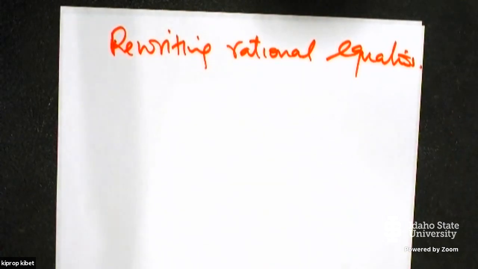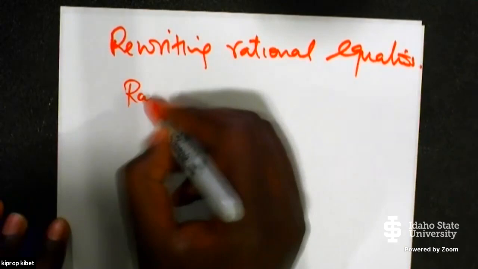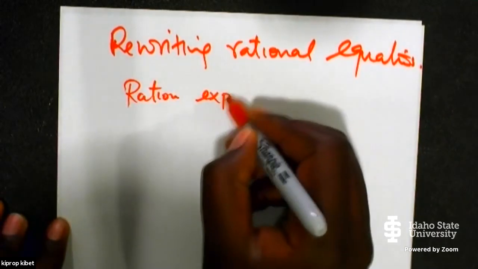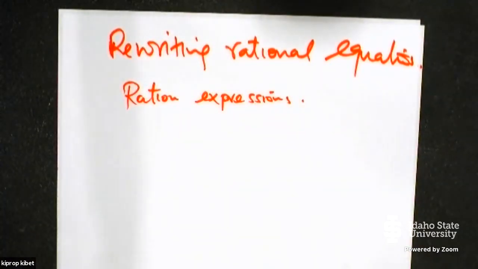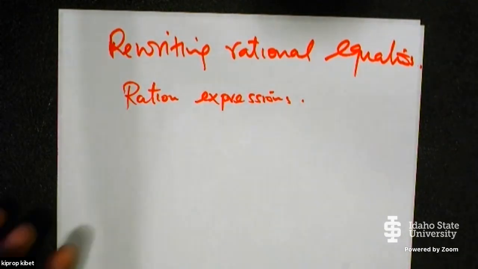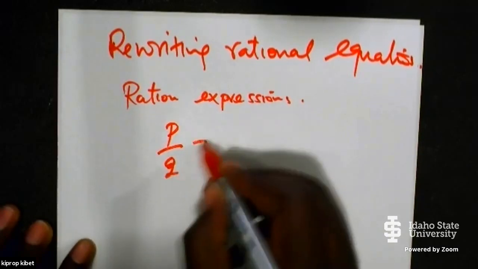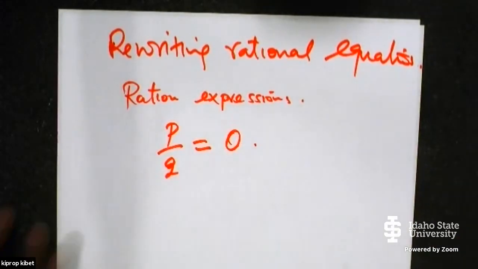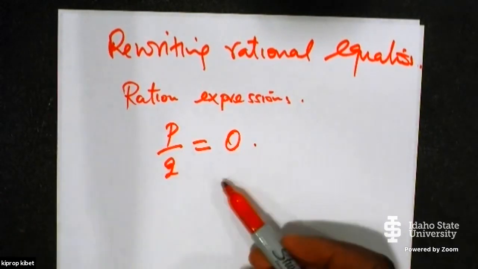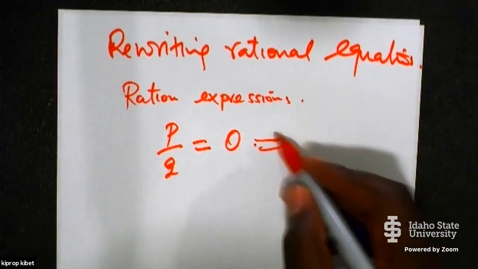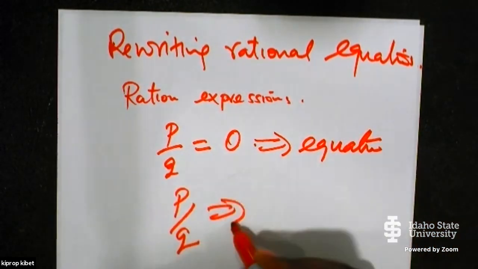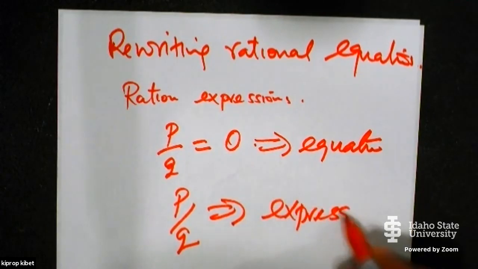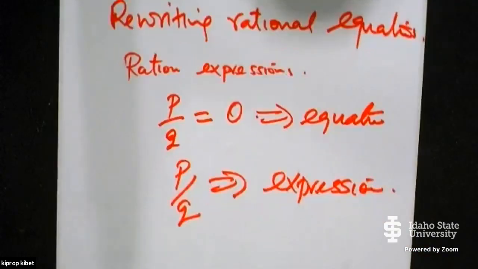So in 7.1, we were dealing with rational expressions. So rational expressions is where we don't have the equal sign. So a rational equation is where we now have the equal sign. So P all over Q should be equal to something here, maybe equals to 0. So this will be the equation. But P all over Q is the what? Is the expression. So that one is just the expression.